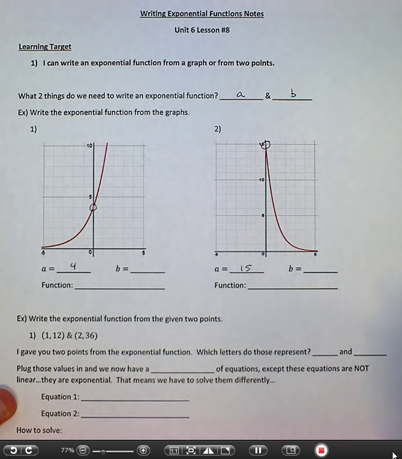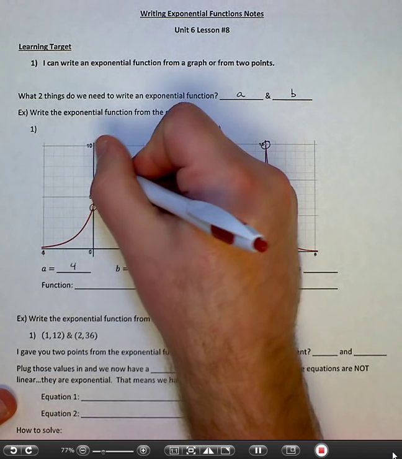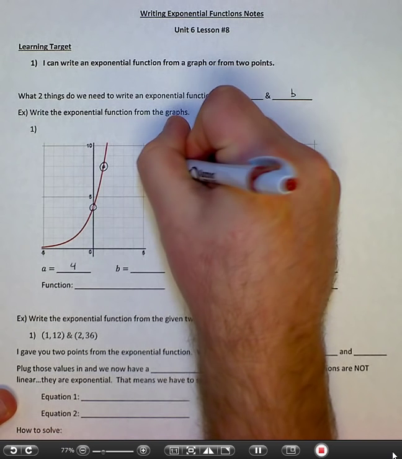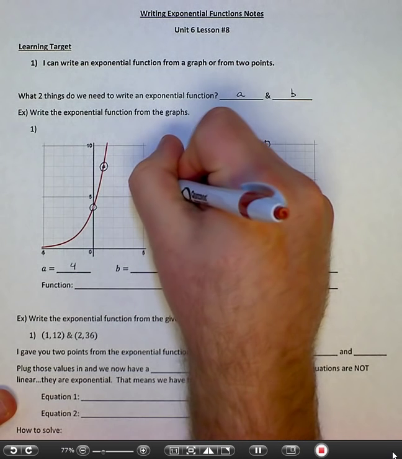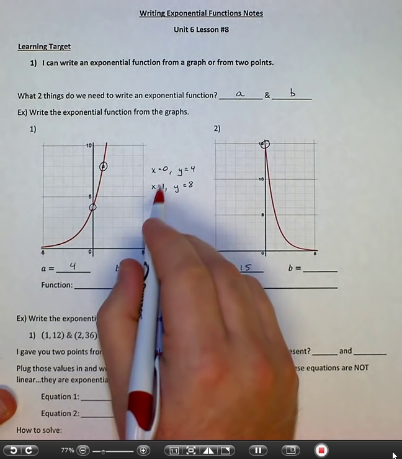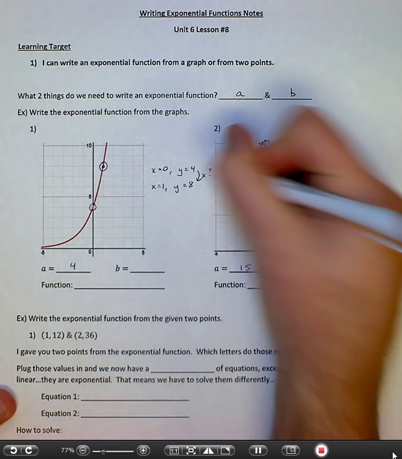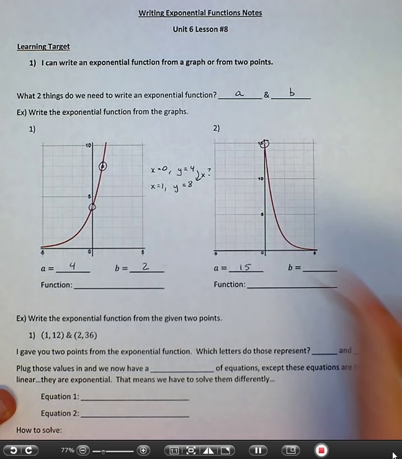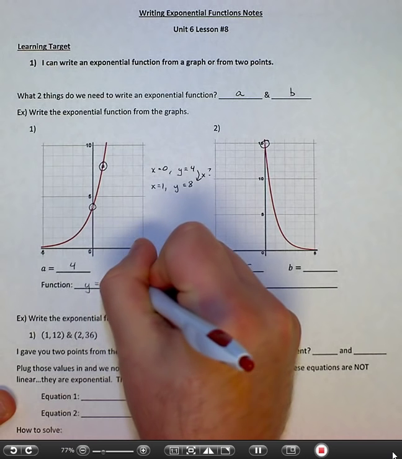How do I find my B value? Well, I'm going to go one x value over. So when x is 0, y was 4. When x is 1, y is 8. So basically I want to know when x went up one value, which it did, what did I do to get from here to here? Times by what? What did I multiply 4 by to get to 8? And that would be 2. So my b value is 2. So then my function is y equals 4 times 2 to the x.